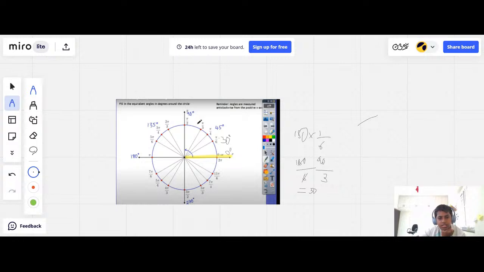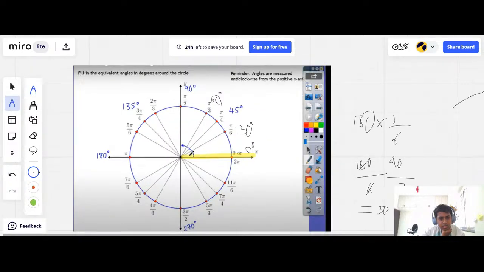1/3. What's 1/3 of this? 60, that's 60 degrees. 2/3 of that. Okay, yeah, that's 120. 5 into 6. Isn't this divided by 6? We did that, 30. 30 times 5, 150.